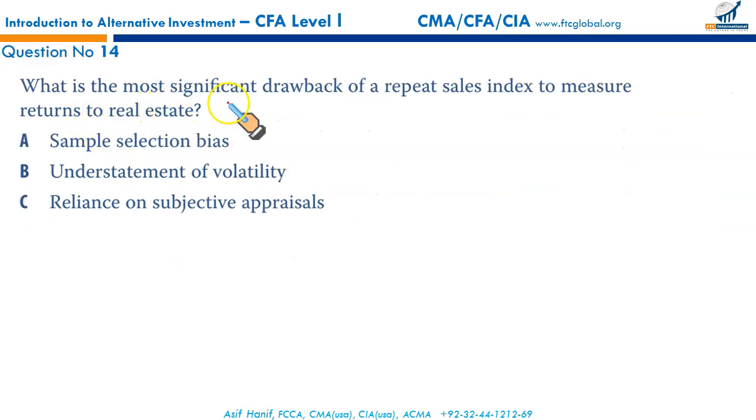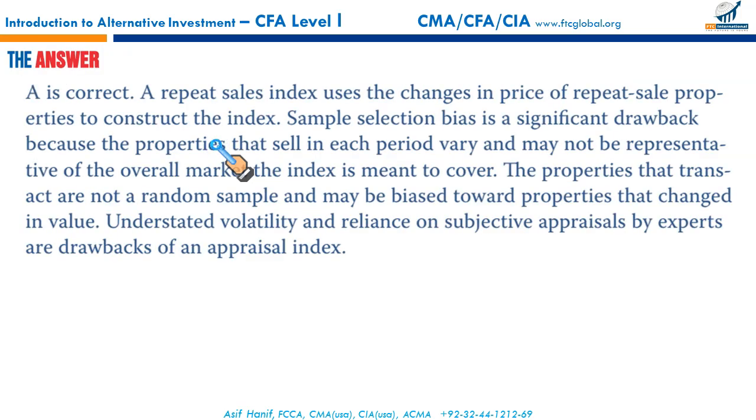What is the most significant drawback of a repeat sales index to measure returns to real estate? Sample selection bias. Yes, sample selection bias is a significant drawback because the properties that sell in each period vary and may not be representative of the overall market the index is trying to cover. So that makes A the correct option.